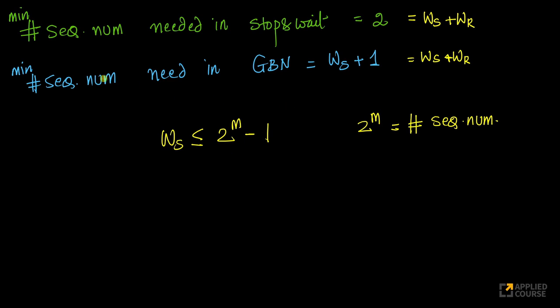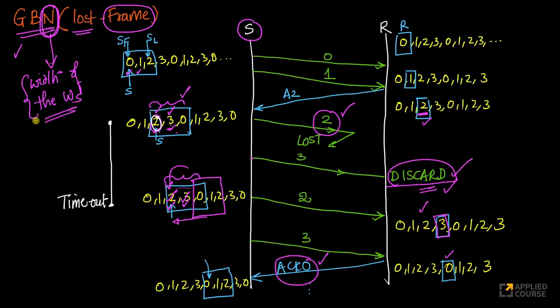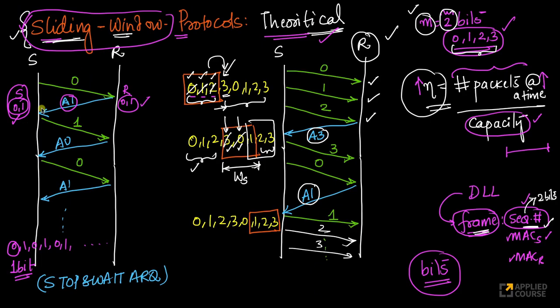Okay. Now, here is an important thing: the minimum sequence numbers needed. Look at this. The minimum number of sequence numbers that I need in stop and wait. If you think about it, in stop and wait, what sequence numbers do I have? I have only 0 and 1. I have only 2 sequence numbers.